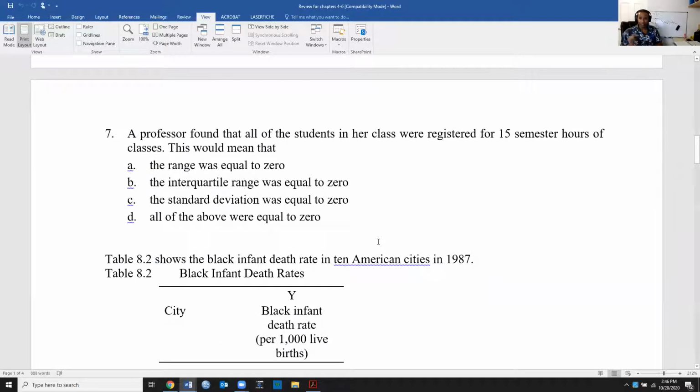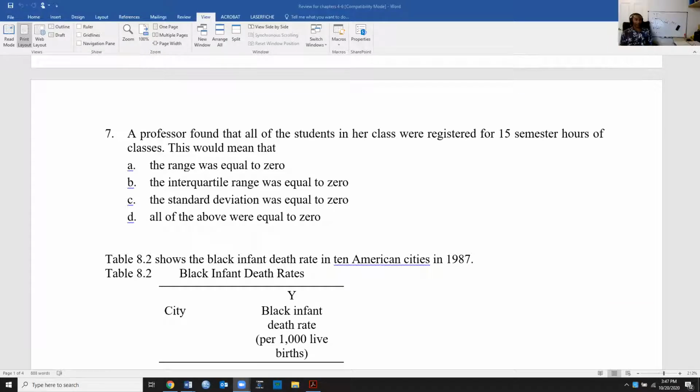Number 7, a professor found that all of the students in her class were registered for 15 semester hours of classes. This would mean that what? Would it be D? D, all of the above.